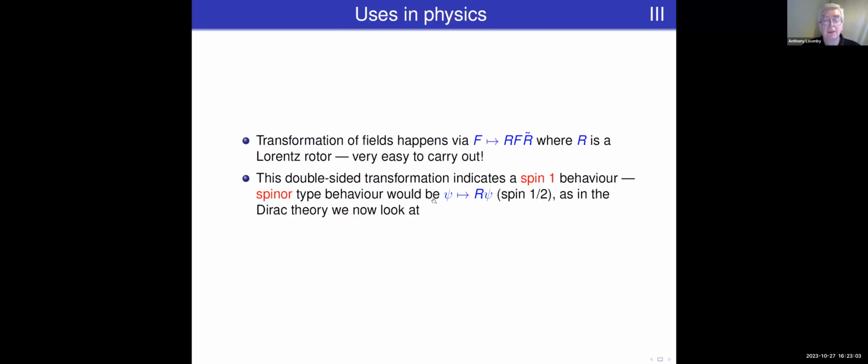Spinor type behavior, as we'll see in a moment, would be psi goes to R psi, as in the Dirac theory we now look at. So spinors develop a rotor at their left, like that. Objects like a Faraday bivector change on both sides, like that. And the actual set of equations you get from this is really very simple. And again, I think this is by far the easiest way to carry out transformations of electromagnetic fields.